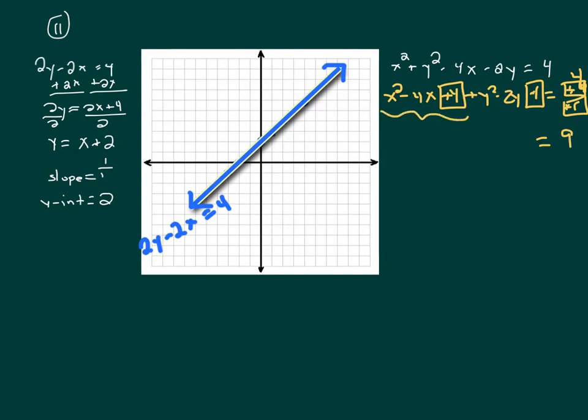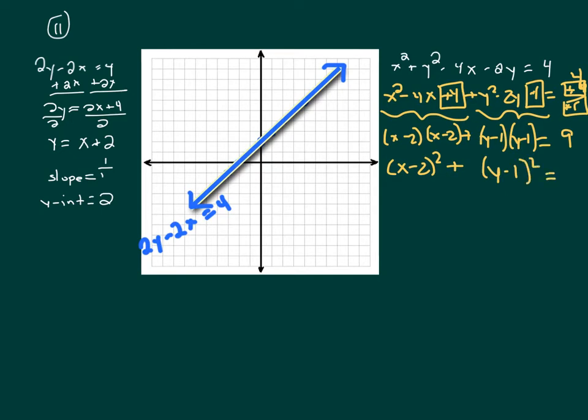And over here, we're going to take these two trinomials and factor them. So x squared minus 4x plus 4 factors to be x minus 2 times x minus 2, which we can rewrite as x minus 2 squared. Okay, let's bring down the plus sign. y squared minus 2y plus 1 factors to be y minus 1 times y minus 1, which we could rewrite as y minus 1 squared. We'll just bring down the equals 9.